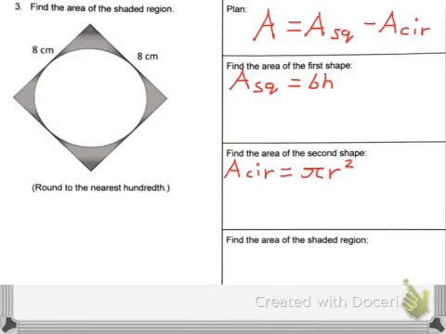And moving on to our last example problem here. This time it tells me find the area of the shaded region. Well, you'll notice here that we have a square with a circle inscribed inside of it. So to find the area of the shaded region, I need to find the area of the square and subtract out the area of the circle. So my area formula for a square is base times height. It gives me the dimensions of 8 for both the base and the height. So 8 times 8 is 64.